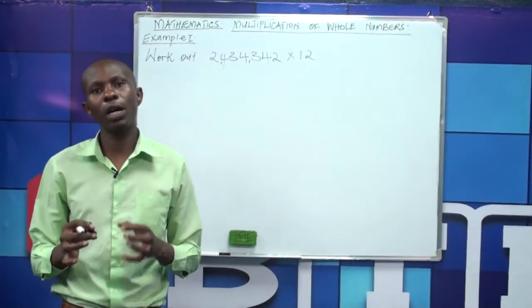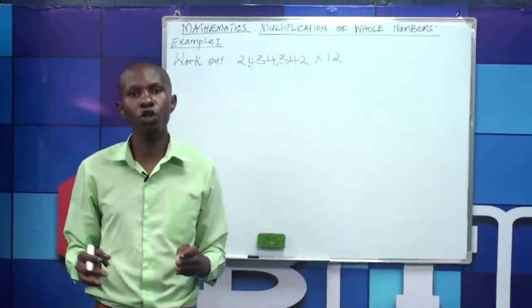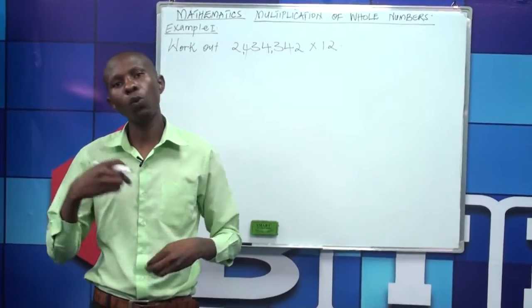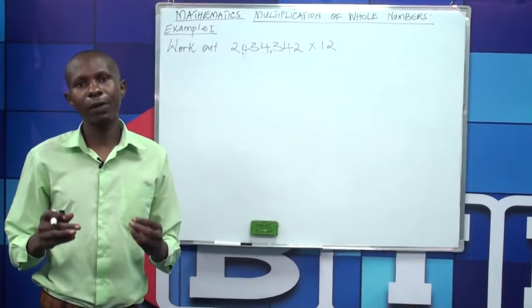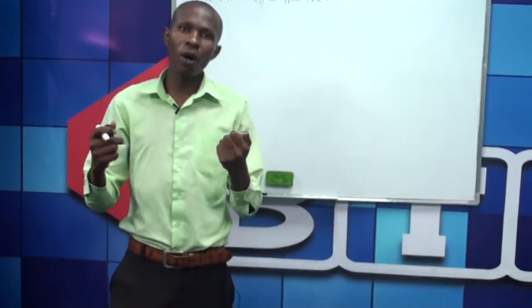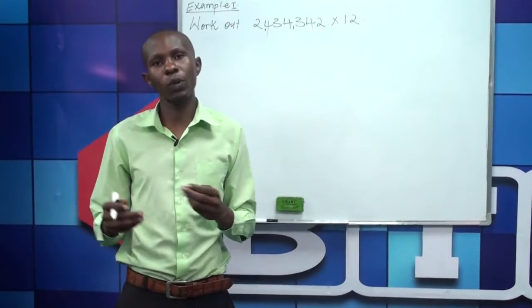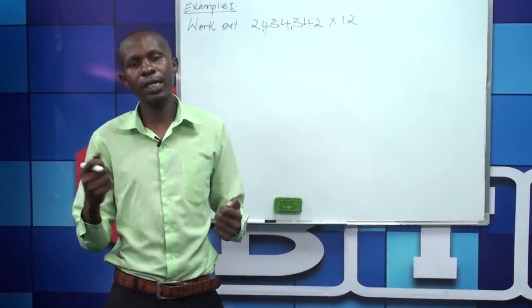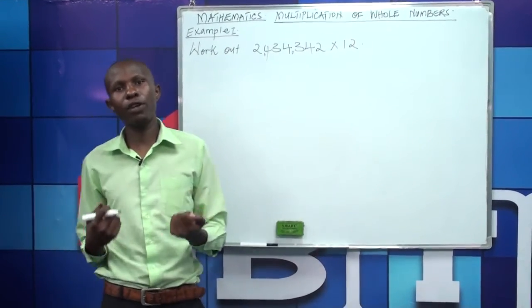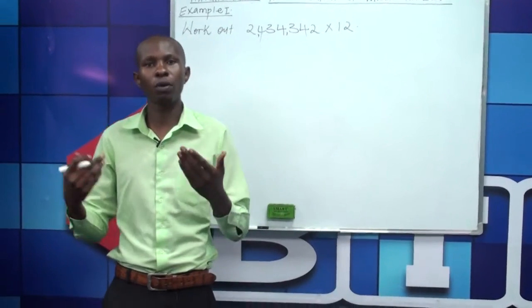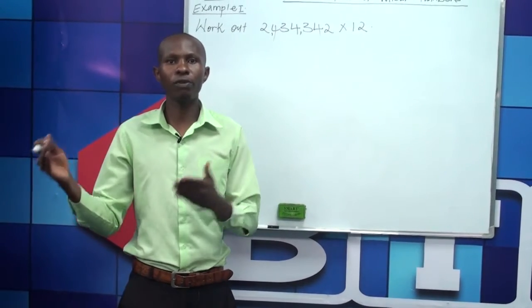Before I work out my example, I want us first of all to look at this. When they talk about multiplication of whole numbers, or specifically the word multiplication, what do they mean? Which other words really carry the same meaning as the word multiplication? It is what we need to find out first of all, because in most cases, they don't always only say multiply. They use different words.